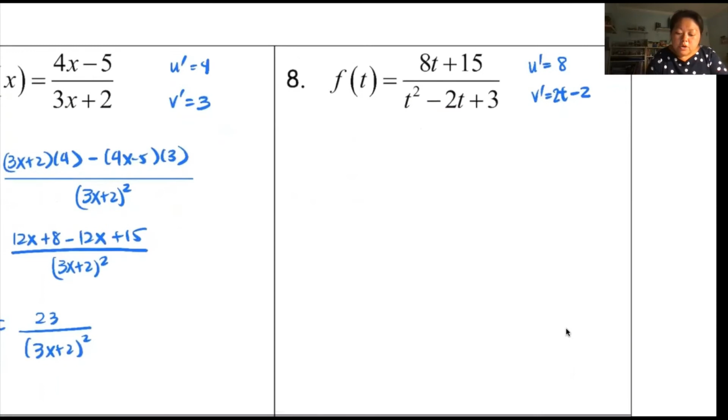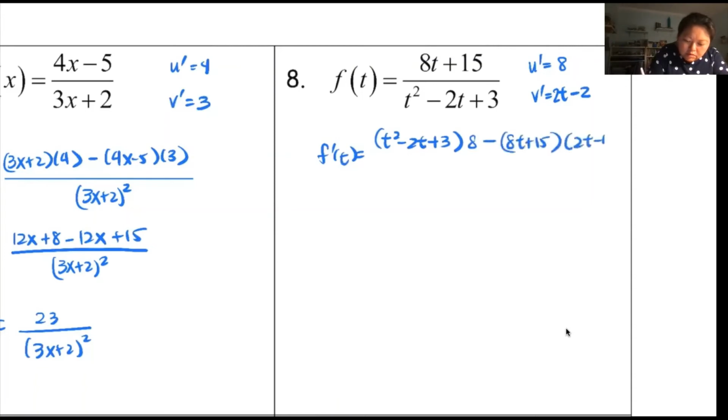All right, so you now have your quotient rule, f prime of t, oh, not x. All right, f prime of t. All right, so low d high minus high d low, all over low squared, okay? Remember, we don't need to work on the denominator, just work on the top.